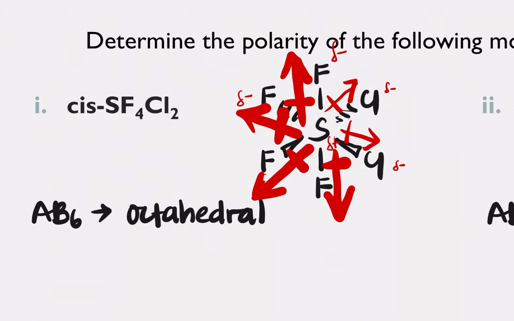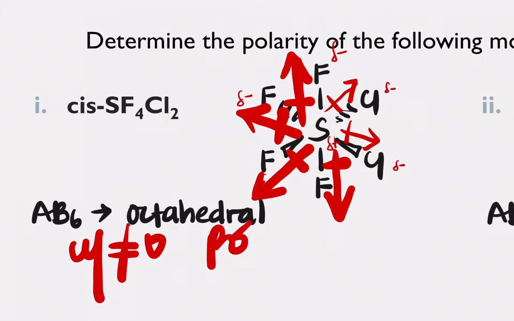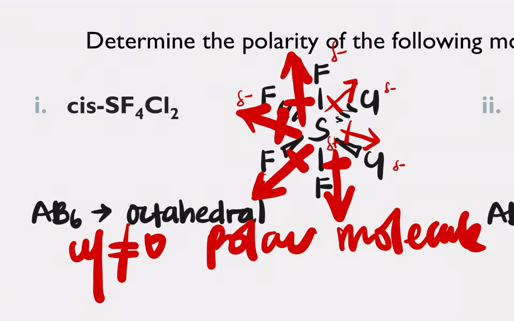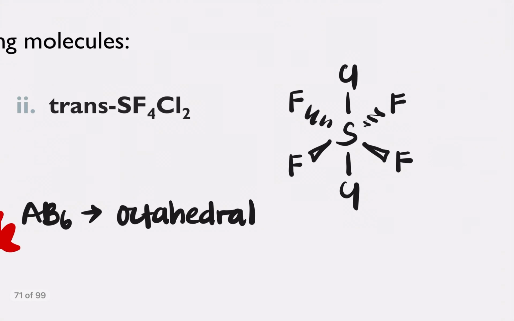So here you can conclude that your cis SF4Cl2 is a polar molecule. Okay, alright, next our trans SF4Cl2.